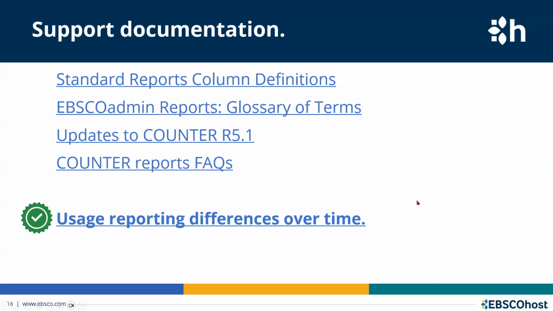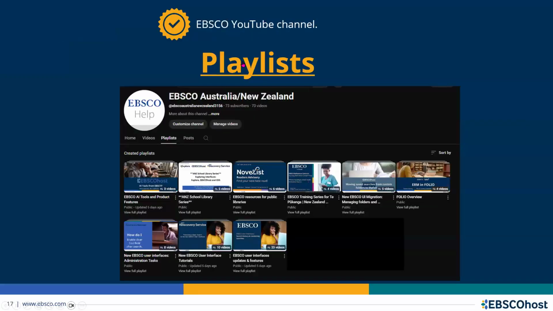I will send a copy of these slides out to you as well. This page just outlines some useful support documentation, particularly around your standard usage report columns, the glossary of terms for things that you're going to see in those reports, the updates to COUNTER Release 5.1, and the FAQs for COUNTER. And of course, this guide here that I mentioned at the start of the session, that this session is sort of based around.